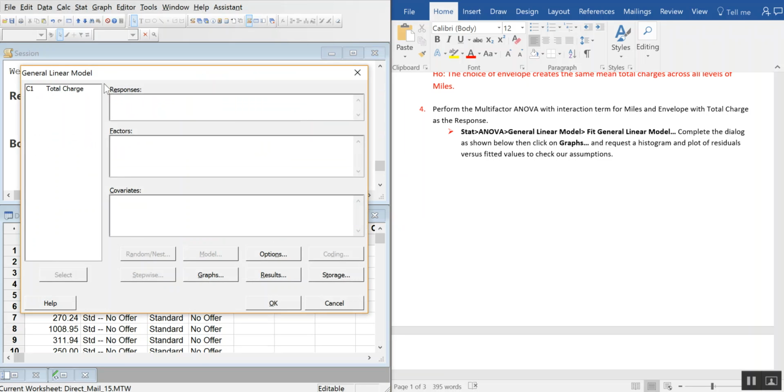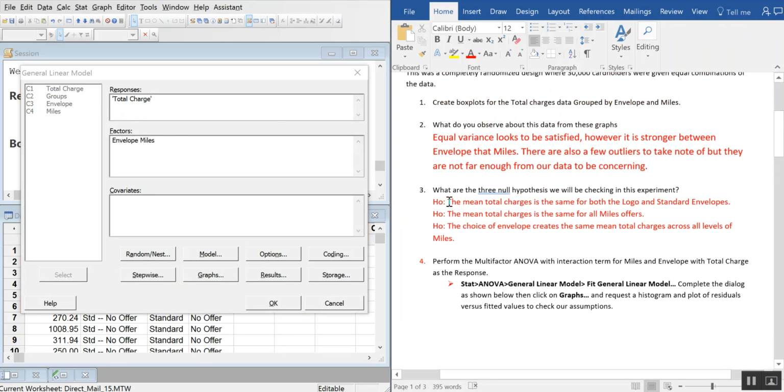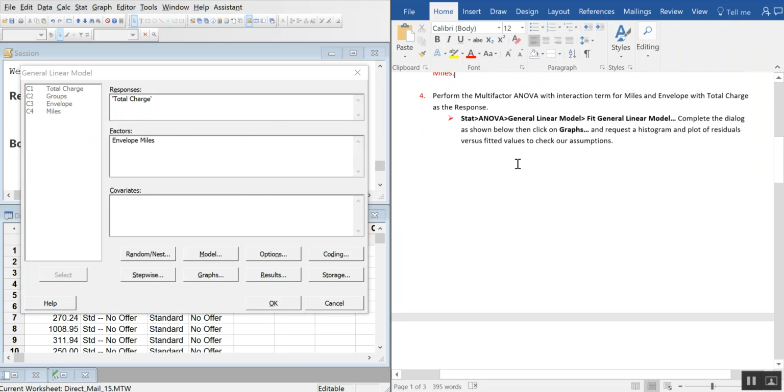So I'm going to put in total charges and then my two factors. Notice these two factors are my individual factors, so they go with my first two nulls, and I need to create an interaction for the last one.